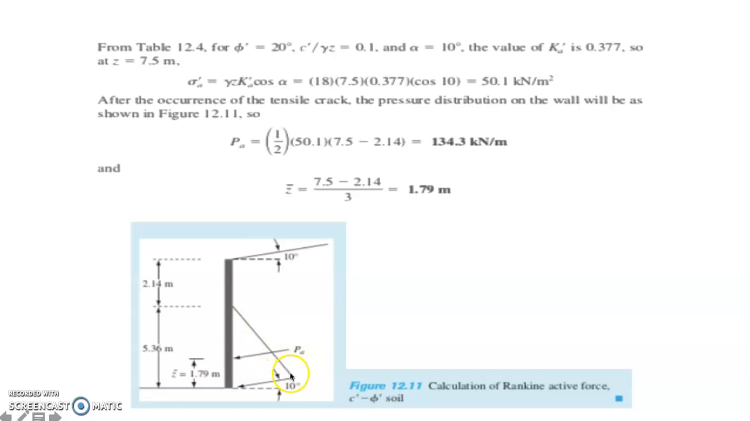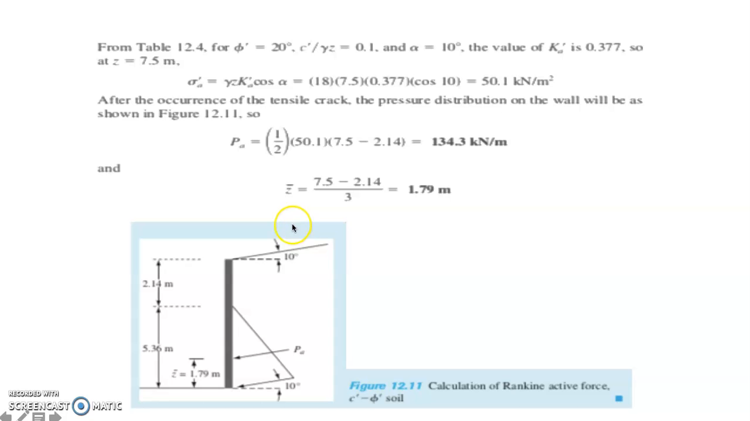After the tensile crack, you can compute our total force, which, as mentioned a while ago, would be equivalent to 1/2 times this active pressure, which is 50.1, multiplied by the height, which is 7.5 minus 2.14. So that is equivalent to a total force of 134.3 kilonewton per meter.